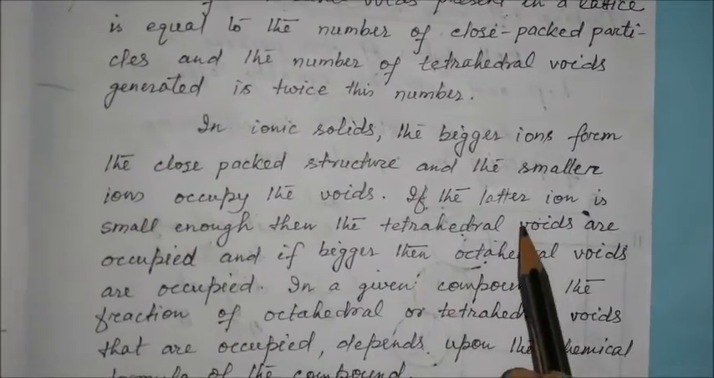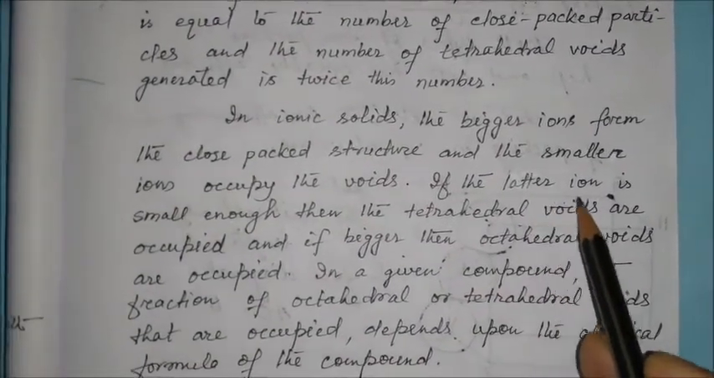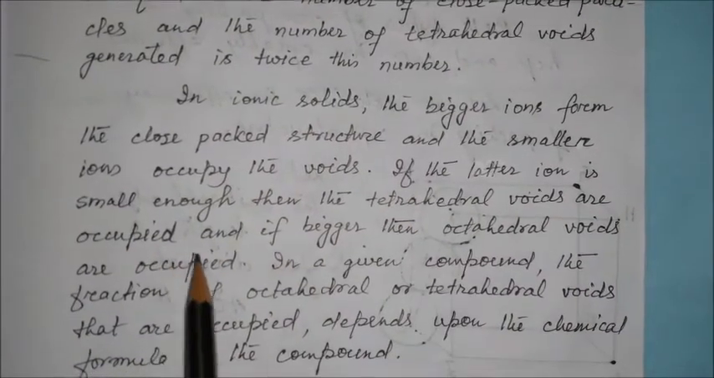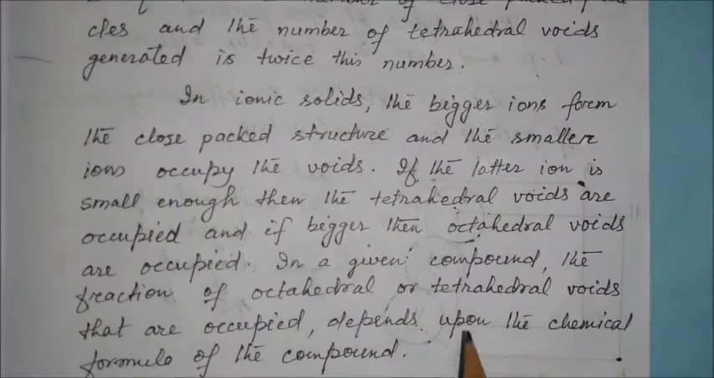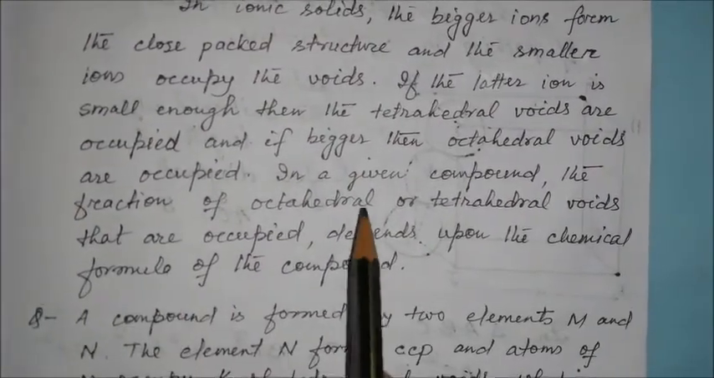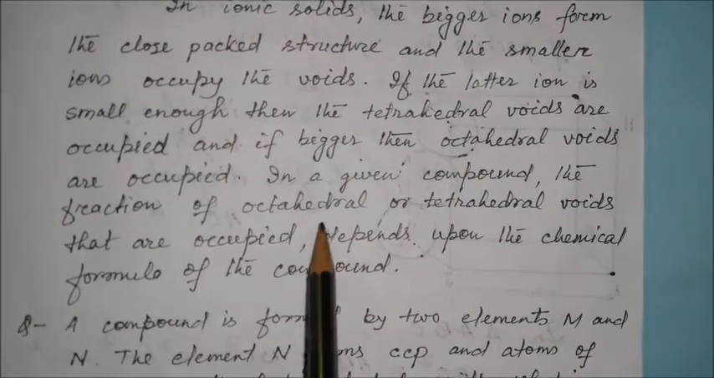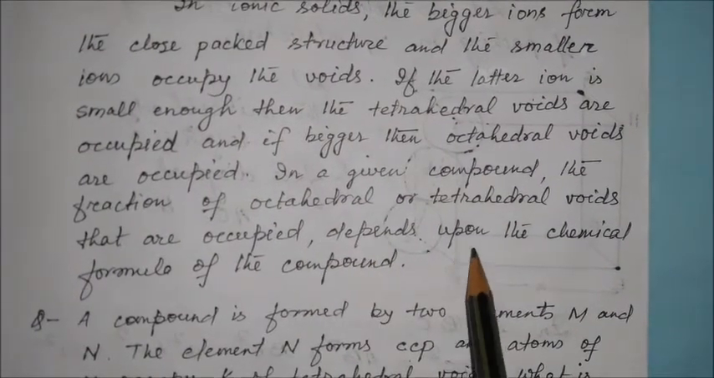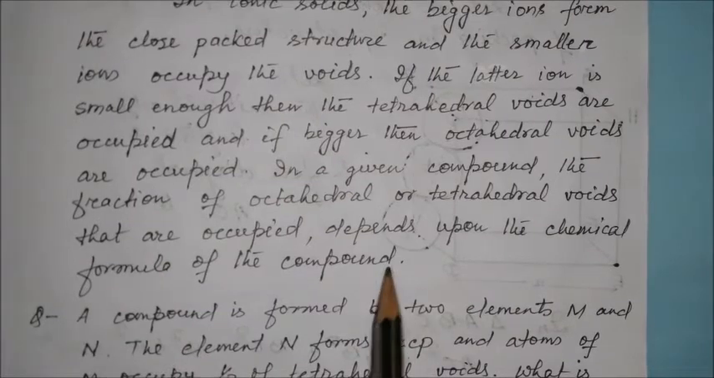If the latter, that is the cations, is small enough, then the tetrahedral voids are occupied, and if bigger, then octahedral voids are occupied. In a given compound, the fraction of octahedral or tetrahedral voids that are occupied depends upon the chemical formula of the compound.